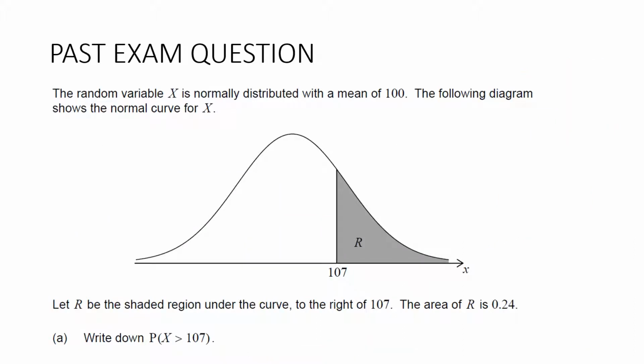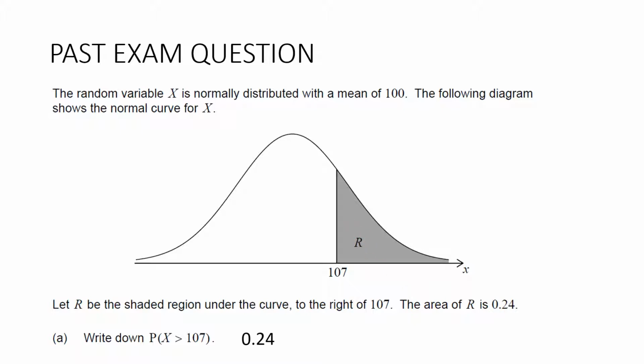Here's a past exam question. The random variable x is normally distributed with a mean of 100. The following diagram shows the normal curve for x. Let R be the shaded region under the curve to the right of 107. The area of R is 0.24. Write down the probability that x is greater than 107. So that's just this area here, which is 0.24.